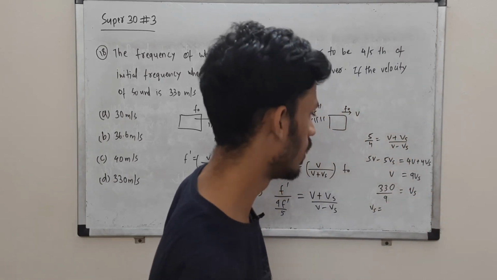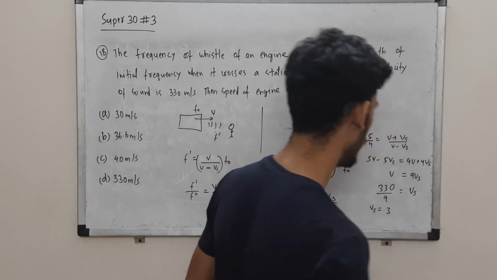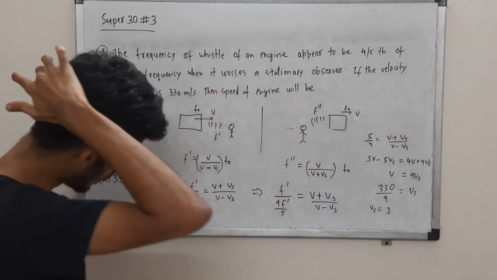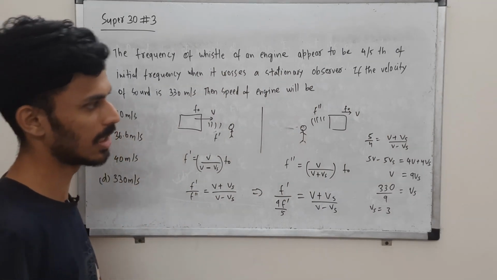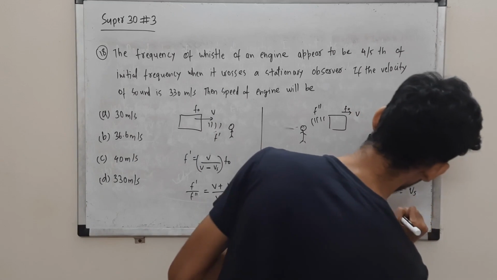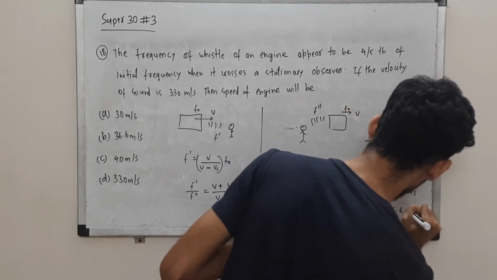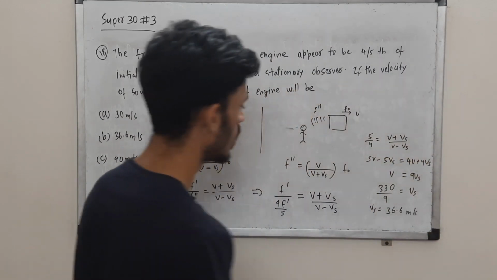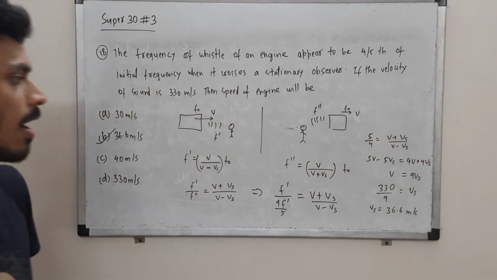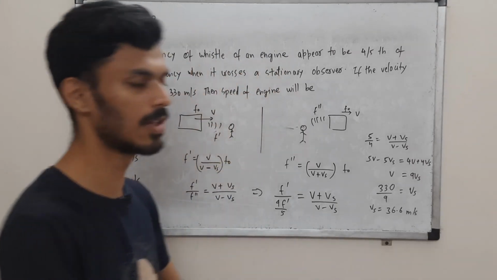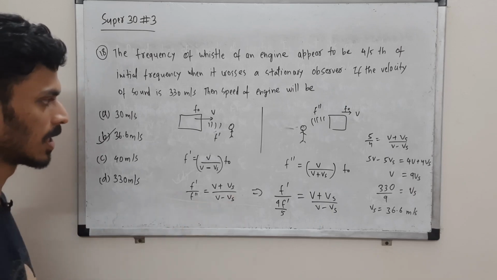So 9 3s are 27, right? And 3s are, so 27 plus 6 remains 9. How much is 60? 9 6s are 54. Okay, 54, and again 6 remains, so 36.666. Okay, 36.6. Where is that? Option B. So Doppler's effect, our answer, the velocity of the source is 36.6 meters per second. I hope the approach is clear.